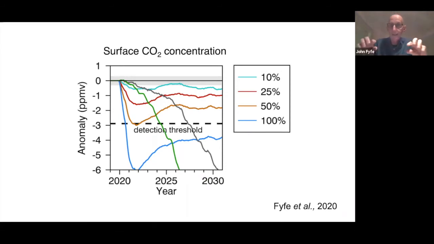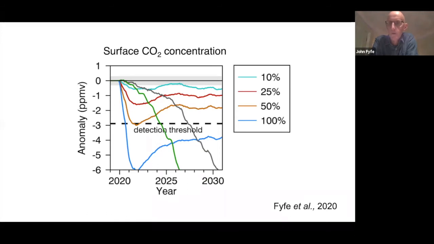The gray shading is the 90% confidence interval on these ensemble means, as I described. And the dashed line indicates where such a signal would be detectable in any individual simulation, or presumably also in observation. So this is the detection threshold. And so what we find is that in all these experiments, we see a reduction in CO2 concentration, even in the lowest emission case, the 10% case.